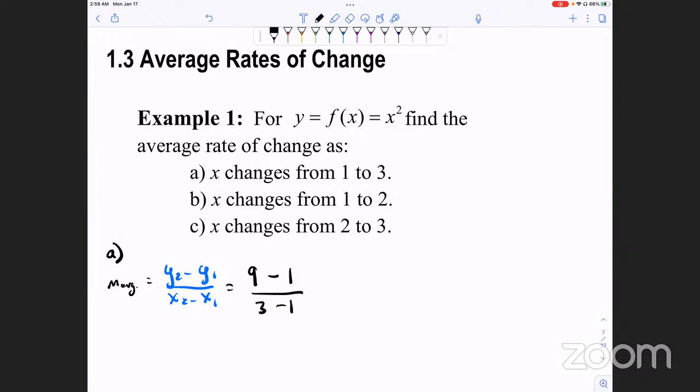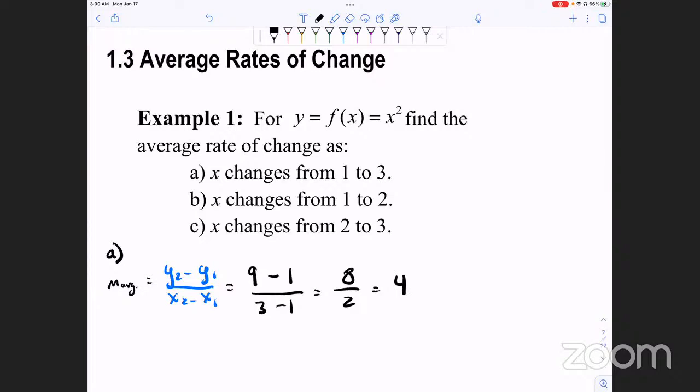I probably should label these, but I let x1 be 1 and I let x2 be 3. So when I plug in 3, I get 9. When I plug in 1, I get 1. Then I just did y2 minus y1, so what we get is 8 over 2, which is 4, right? So as x goes from 1 to 3, the slope is 4.